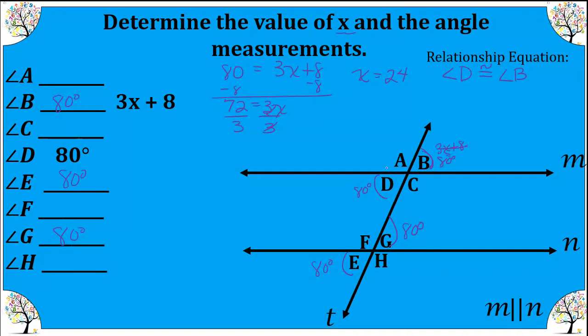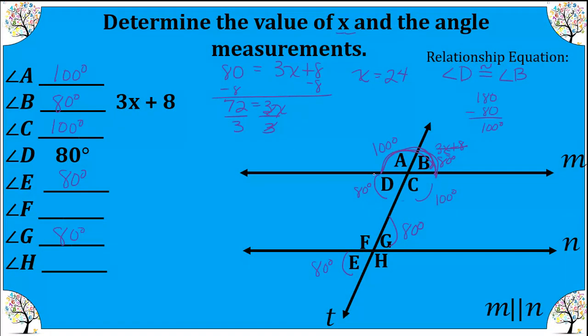So we know that A and B are a linear pair. They add up to 180. So I'm going to subtract 80, and therefore angle A is 100 degrees. C is also 100 because they are vertical. A and C are vertical.